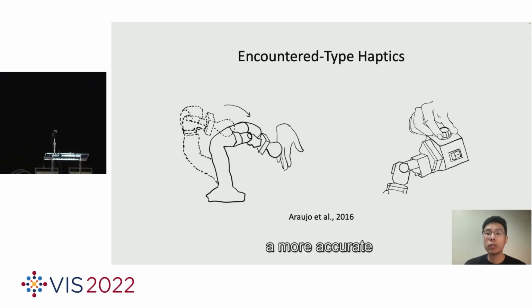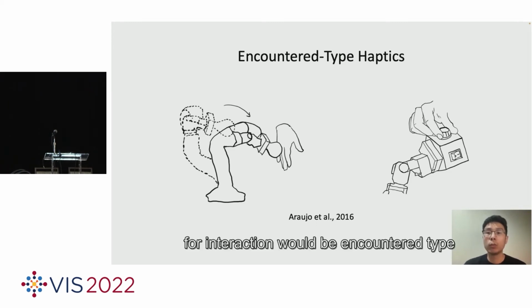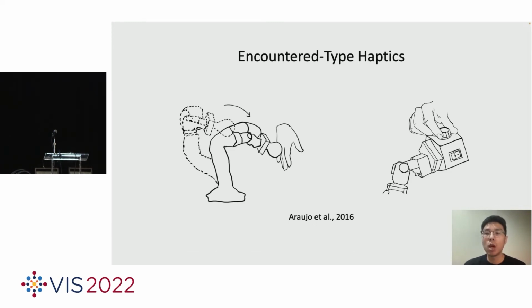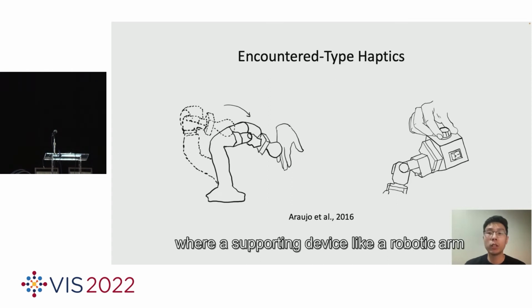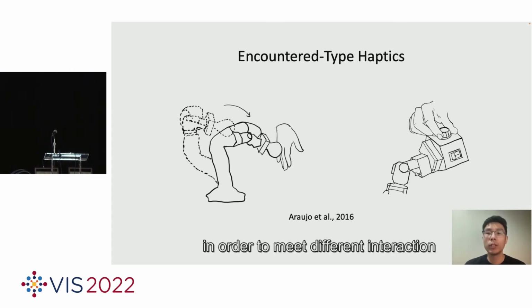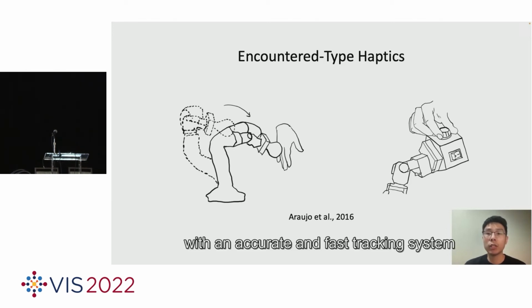A more natural and realistic way for interaction would be encounter-type haptics, where a supporting device like a robotic arm changes the position of the physical controls in order to meet different interaction requirements. With an accurate and fast tracking system, an encounter-type haptic device can theoretically allow any interaction within a given space.